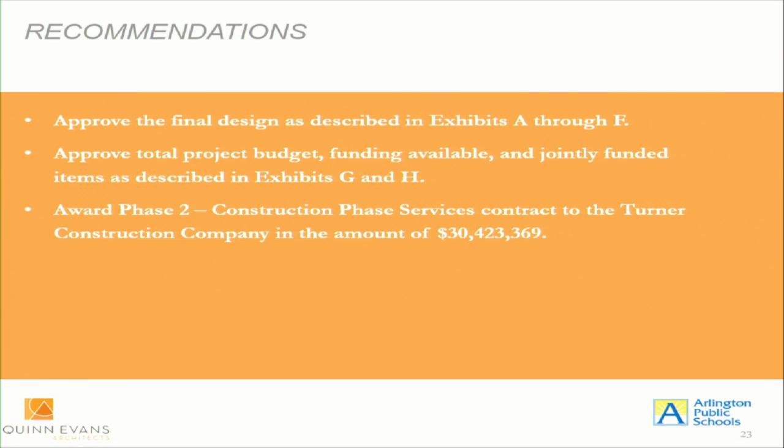So in summary, just to wrap up, we recommend that the board approves the final design as identified in the exhibits. Those are A through F. That the board approves the total project budget, funding available, and jointly funded items that Ms. Peterson just described, shown in exhibits G and H. And the last, but certainly not least, award the phase two construction phase services contract to Turner in the amount shown, just over $30 million.